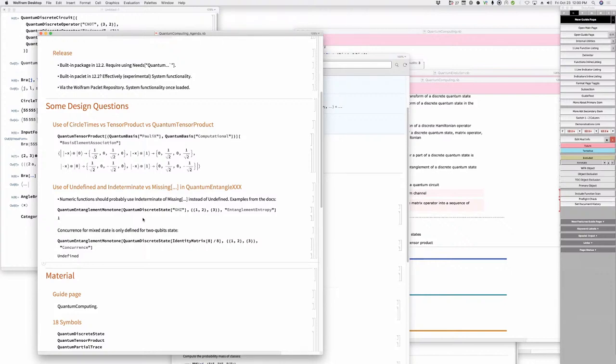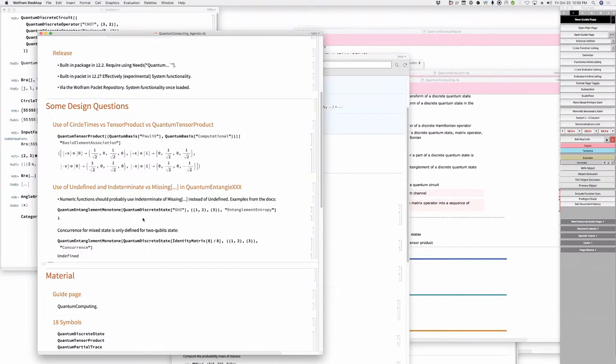Note the use of undefined and indeterminate versus missing quantum. Yeah, this is very minor. There are some places in which I think the use of undefined seems wrong. Is there even a symbol called undefined? Yes, it's used in logic statements and conditional expressions, etc. So if the result is a Boolean, undefined seems okay. But if it's a number, definitely not. What is this case?